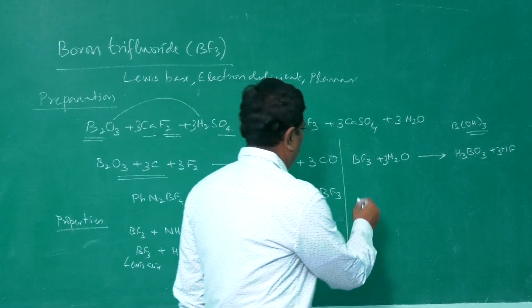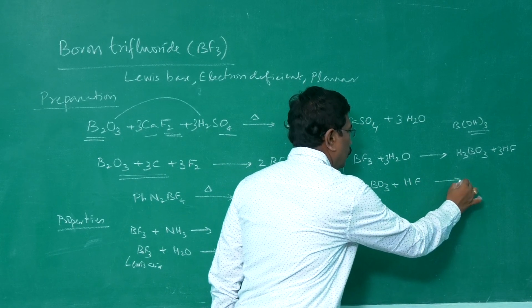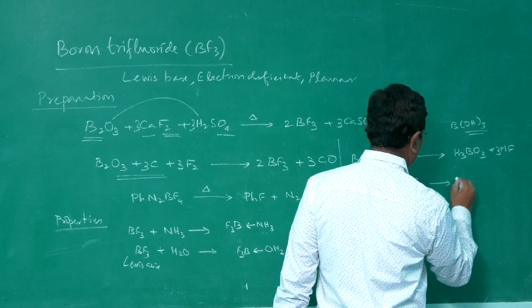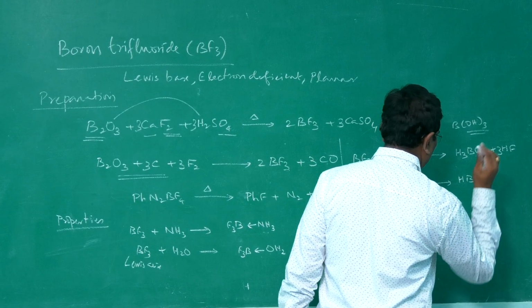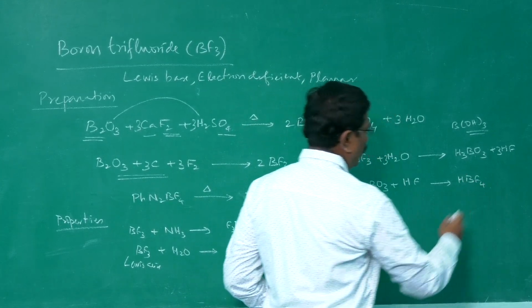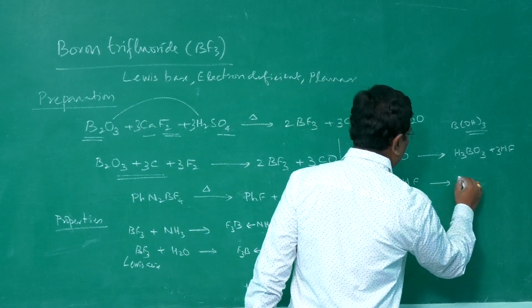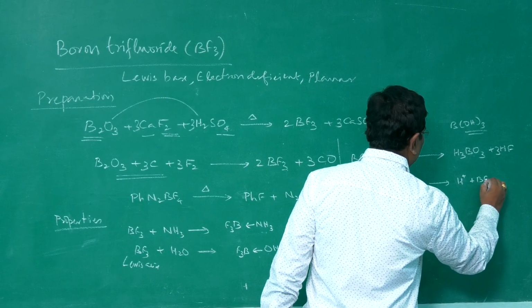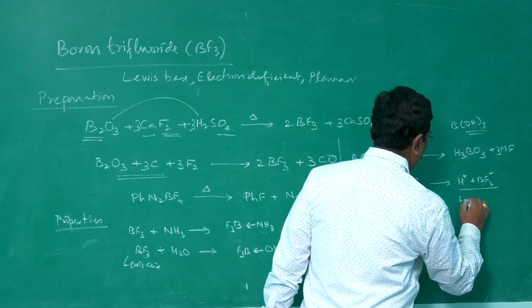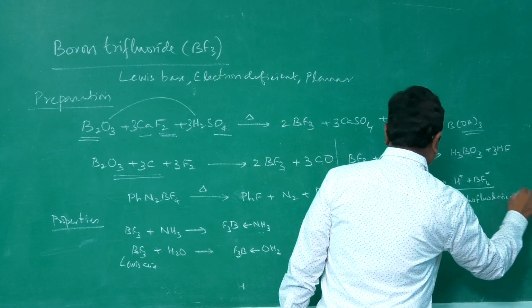The boric acid formed can react with hydrofluoric acid to form hydrofluoboric acid and water. Hydrofluoboric acid, HBF4. Fluoborate, that's what is present here, BF4, HBF4, fluoboric acid. That BF4 minus ion is the fluoborate ion. I can write it as H plus and BF4 minus ion. Hydrogen ion and fluoborate ion. It is considered as hydrofluoboric acid. Along with that, water.